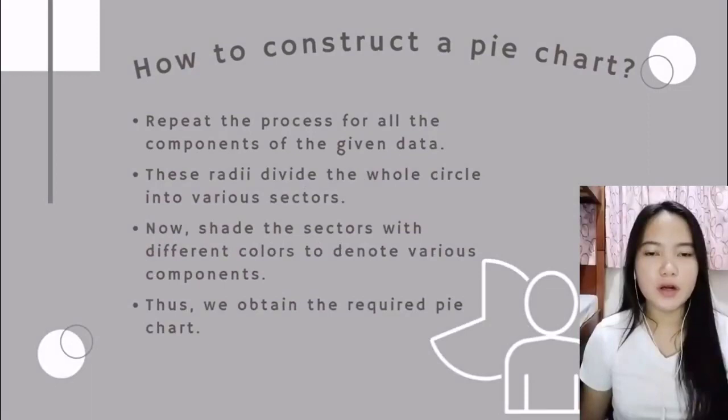Repeat the process for all the components of the given data. These radii divide the whole circle into various sectors. Now, shade the sectors with different colors to denote various components. Thus, we obtain the required pie chart.